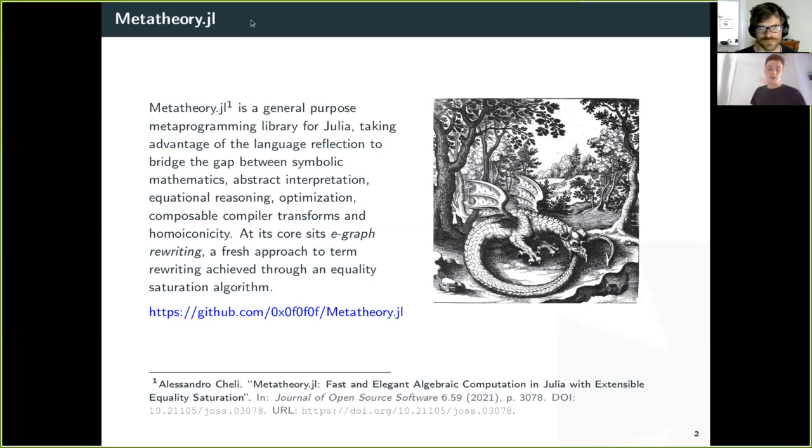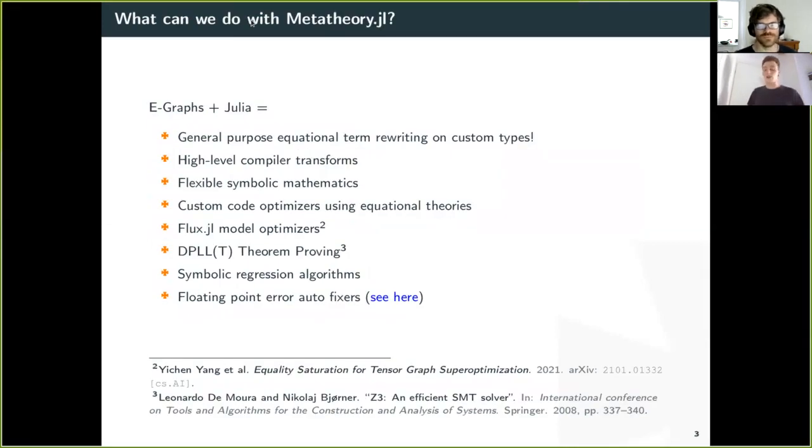And so what can we do with Metatheory.jl? We can do a lot of cool things. The main mechanism is general purpose term rewriting through equational rules on any Julia type. And with this, we can do, for example, high-level compiler transforms on expressions, flexible symbolic mathematics, or custom code optimizers, still using equational theories. Or in the future, we can also work on optimizing deep learning models for Flux. And we can also do some theorem proving using some theorem proving techniques and algorithms. Or we could also use, more experimentally, symbolic regression or floating point error fixers for the compiler.